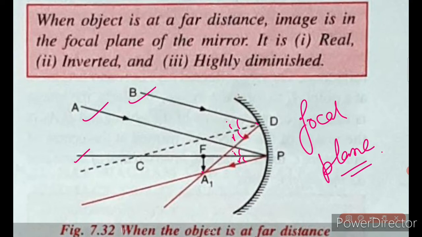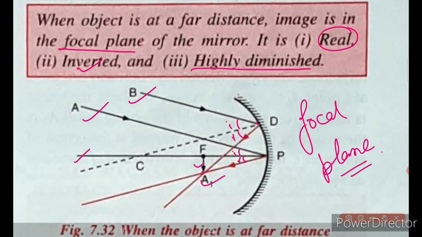So I hope you can do this diagram, and for the nature of the image formed, as the rays are actually meeting, it should be real. The second thing, if it is real, it should be inverted. The third thing, you should see whether it is bigger or smaller. It is small, so we can write highly diminished, and it is formed at the focal plane. So this is all for the second case.